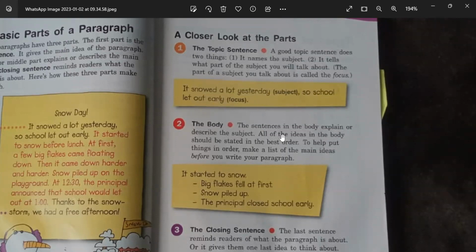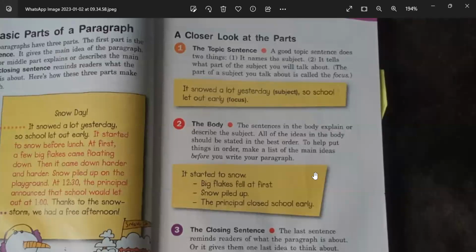And the second one is the body. The sentences in the body explain or describe the subject. All of the ideas in the body should be stated in the best order. To help you put things in order, make a list of the main ideas before you write your paragraph.